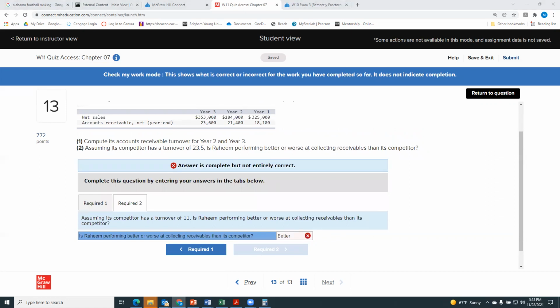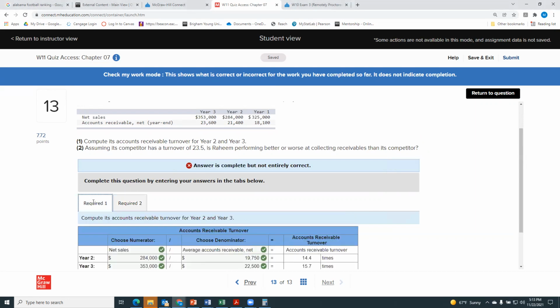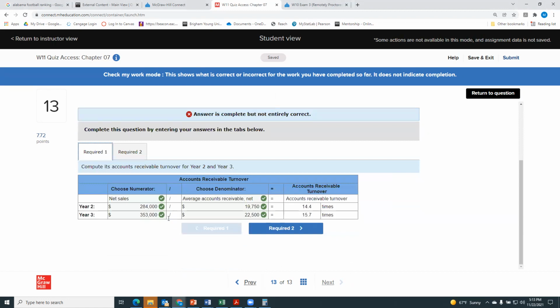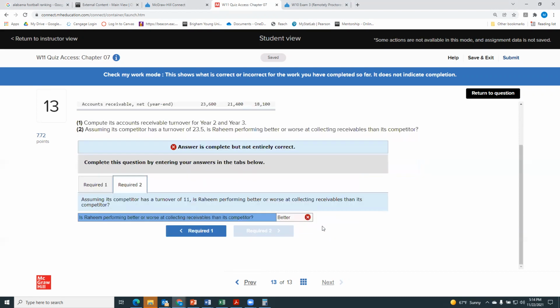So let me double check that. If my receivable turnover is 15.7 and my competitor has a turnover of 11, I still think I'm doing better. Oh, okay, well, that's weird.